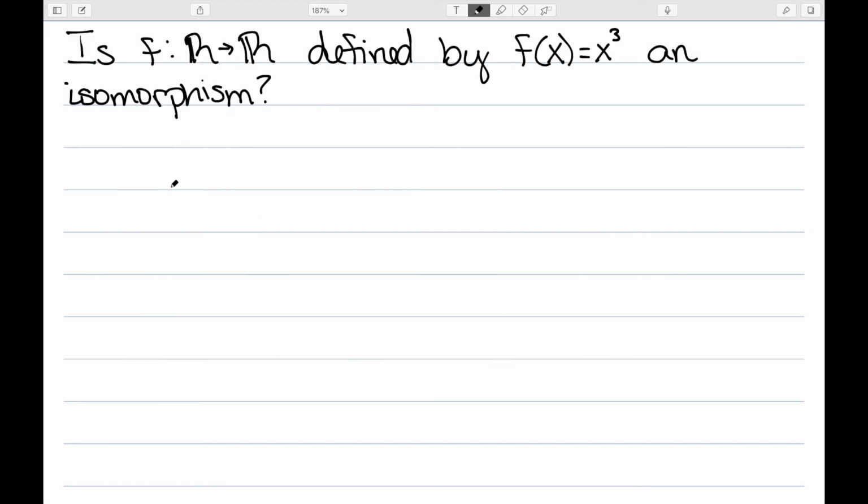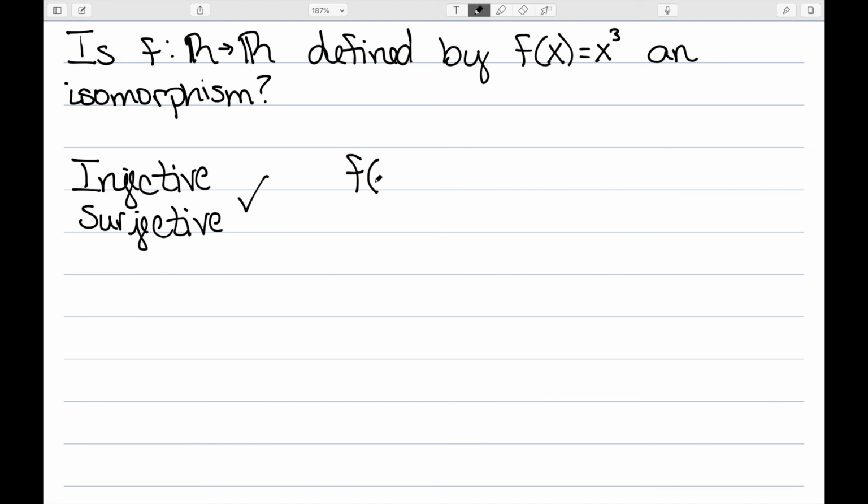Is the function f going from R to R defined by f of x equal to x cubed an isomorphism? The first things we need to check are injective and surjective. And I'm not going to write out the proofs to these, but they are both injective and surjective. What about my identity? The group R is a group under addition. So what I want to show is that f of a plus b is equal to f of a plus f of b.